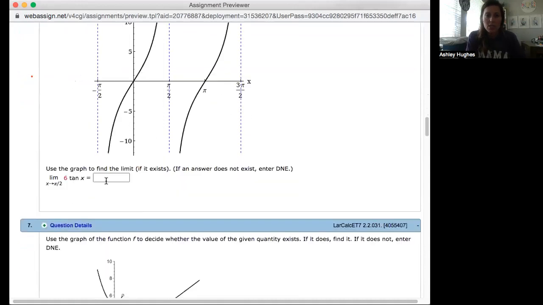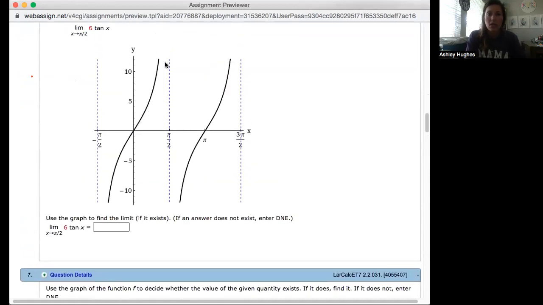Here's another graph, tangent, as we go to pi over 2. So we get close to pi over 2 from the left and the right. Now notice there's this asymptote here. There's a big asymptote. This means we're going to positive or negative infinity on either side of it. So here we are, here's pi over 2.